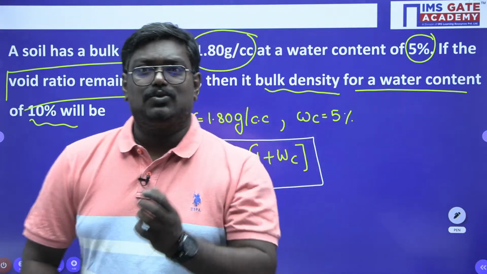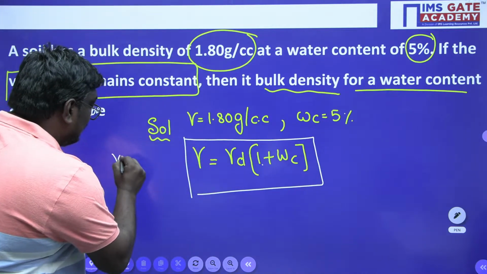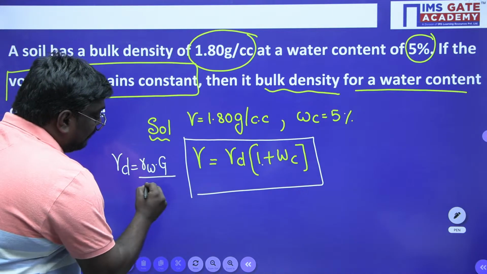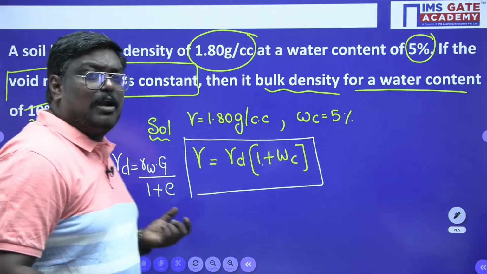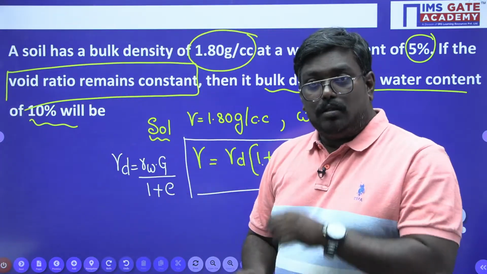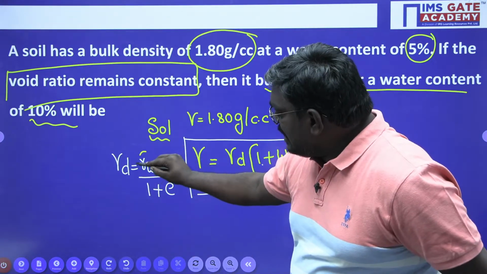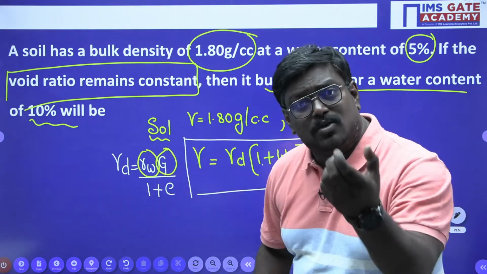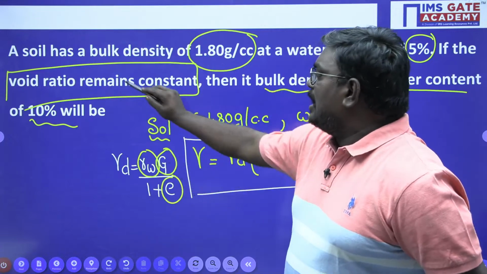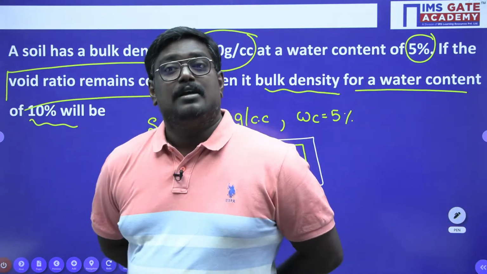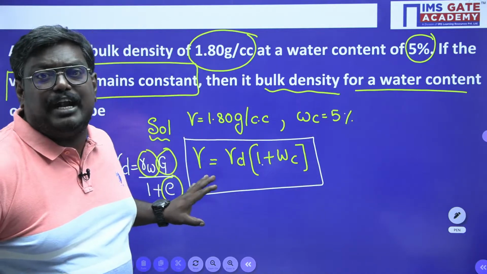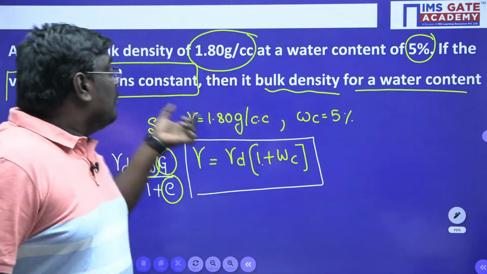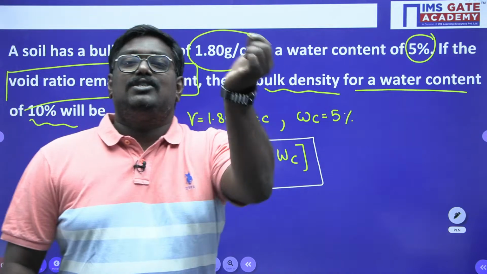Now here, my dear students, if you observe, what is gamma D? Gamma D is gamma W into G upon 1 plus e. This is the formula for dry density. If you see the equation, as I told you, the unit weight of water is constant, the specific gravity is constant, and he has told in the problem that the void ratio is also constant. When all the three terms are constant, gamma D will also be constant. This has a very important meaning. If the void ratio remains constant, then the dry density will also be constant.